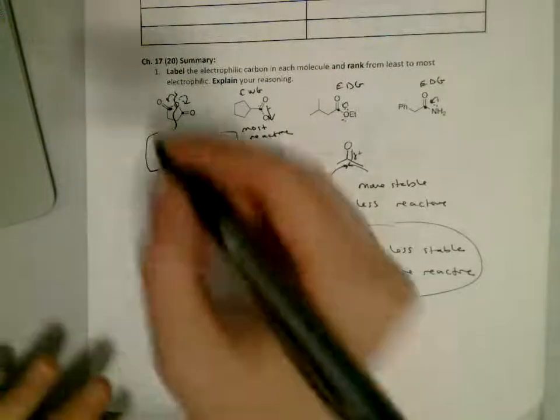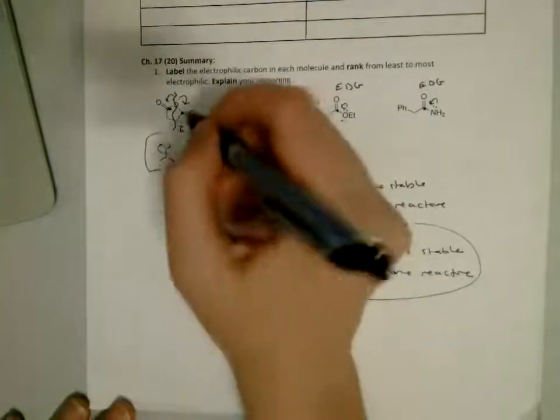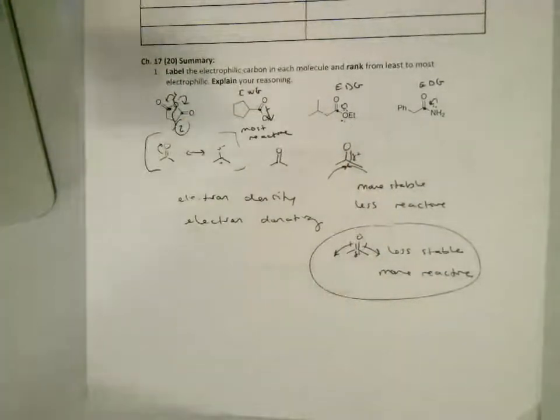So I would actually say that the next most reactive, the next that's least stable, the less stabilized, is going to be this one, because it has an electron withdrawing group on it, but actually it has an electron donating group on it.